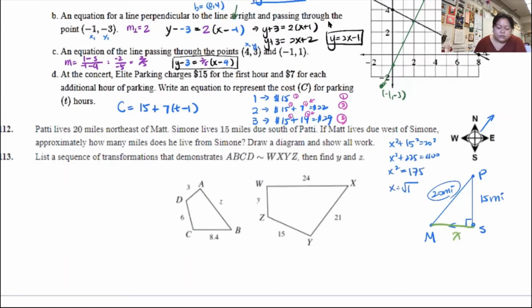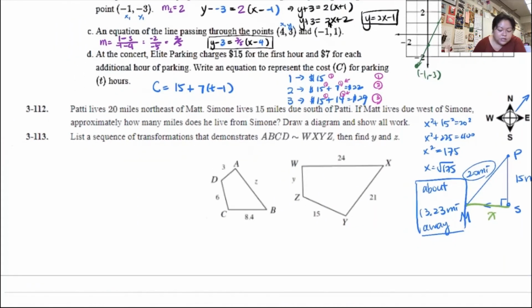x is root 175. And because it's a word problem, you typically want to round your answer because root 175 doesn't really help us. So he lives about 13.23 miles away. Okay, and that will answer your question. Okay. All right. Last but not least, a sequence of transformations that demonstrates shape ABCD is similar to WXYZ.